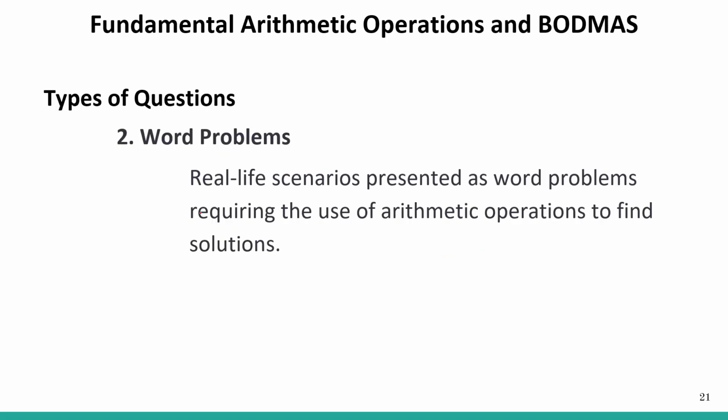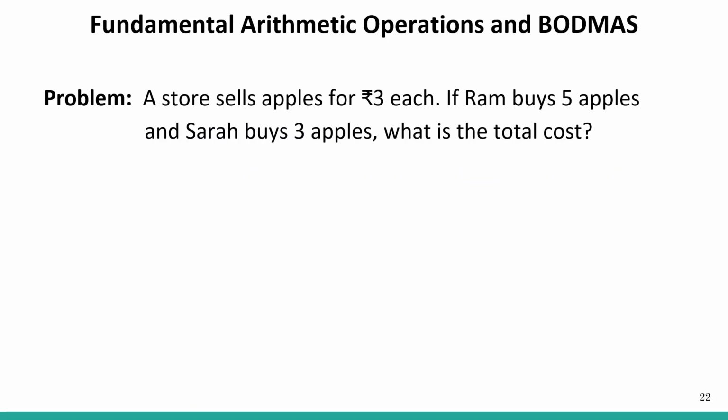The second kind of problem that is asked is on word problems. Let's see an example. A store sells apples for 3 rupees each. If Ram buys 5 apples and Sarah buys 3 apples, what is the total cost? The price of each apple is 3 rupees, and Ram buys 5 apples. So you can see that 5 apples were bought.